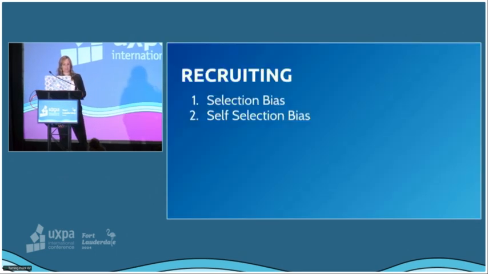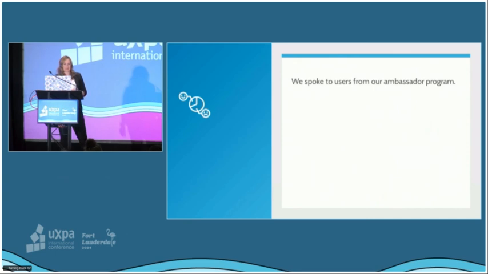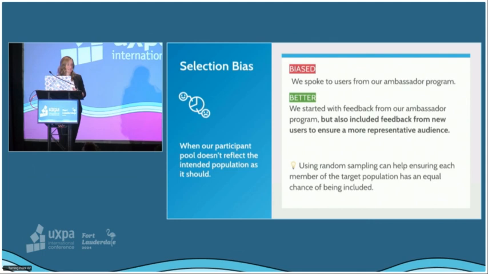So recruiting. So we'll show an example, and then I'll give you the bias behind it. So this is all about the populations that we select participants from. We spoke to users from our ambassador program. Bias involved? Selection bias. When our participant pool doesn't reflect the intended population as it should.